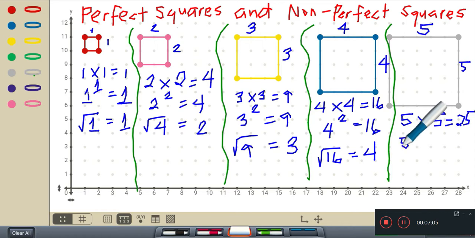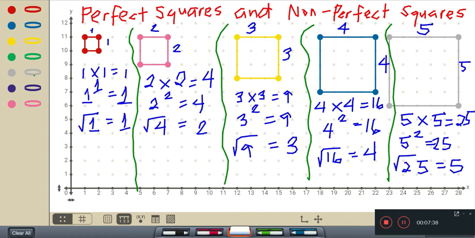5 squared is equal to 25, not just 5. So the square root of 25 is equal to 5. These are examples of perfect squares because you can create a square using those numbers. So 1, 2, 4, 5, 6. Therefore, those numbers that you multiplied by themselves are examples of perfect squares.